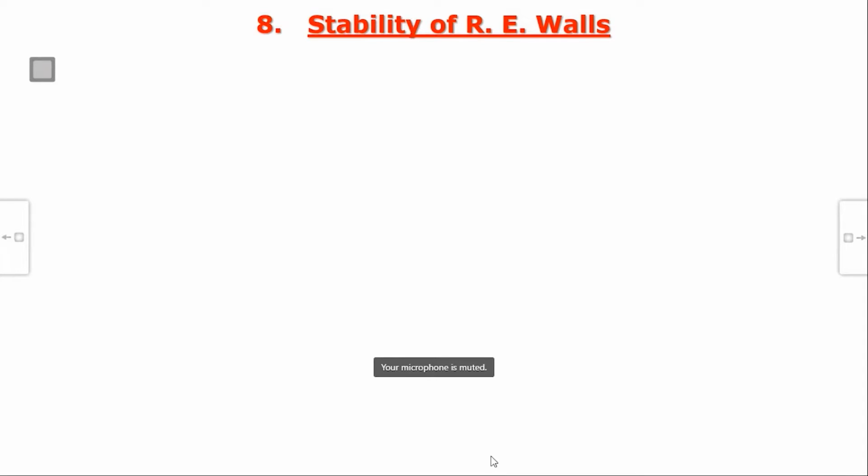Okay, now we have got only two things. One is stability of RE walls, and after that, how do we design? The stability we'll see before the break, then we will take a break, and after that we will go to the second part.